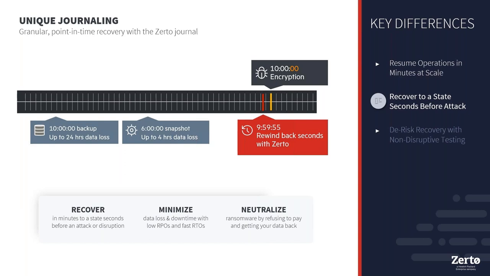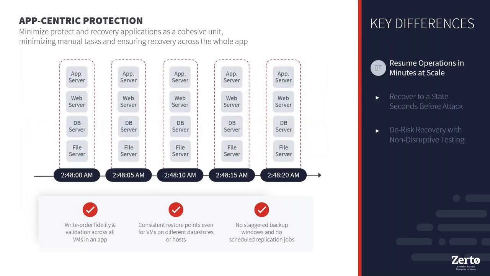So what Zerto allows you to do with our journal is recover in minutes to seconds before an attack actually happens, minimize that downtime and data loss. And really, if you are, in this case, forced to pay a ransom, you can actually just neutralize that threat completely because you've rolled back before that encryption actually happened. So extremely powerful tool.